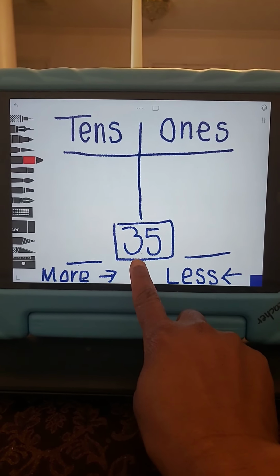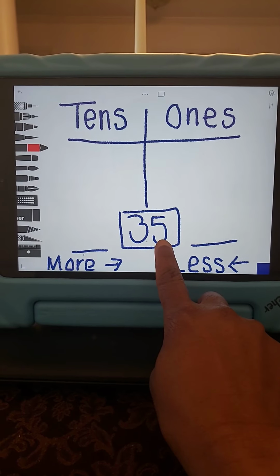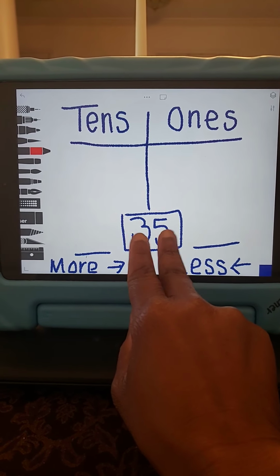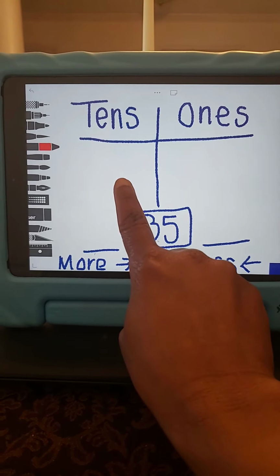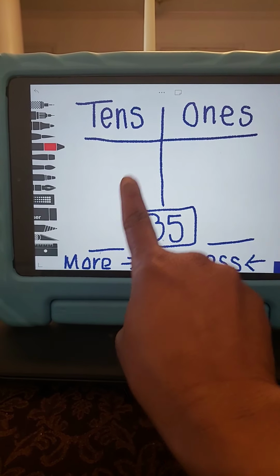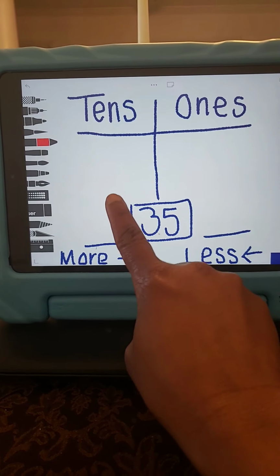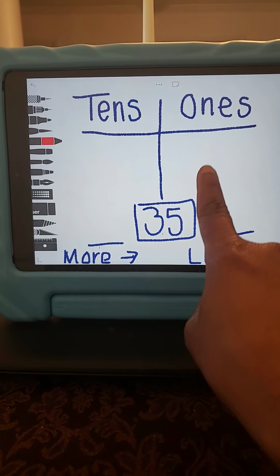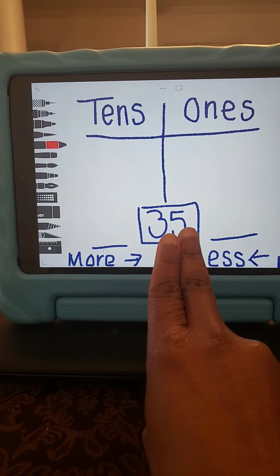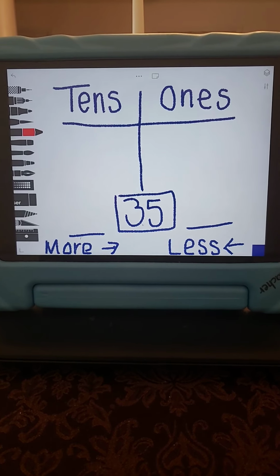The first one is the tens, the second one is the ones. You put it all together, you got tens and ones. Tens, tens, ones, ones. I got my tens, tens, ones, ones. You put it all together and you have a double digit.